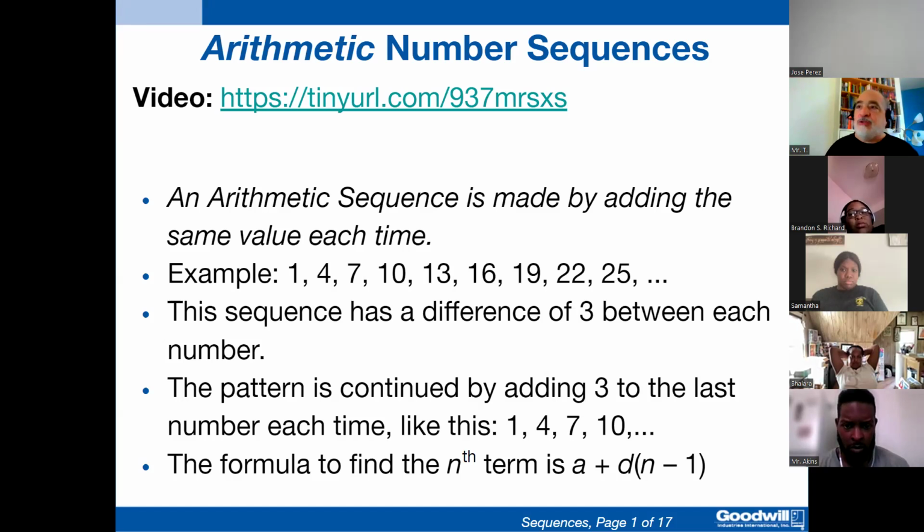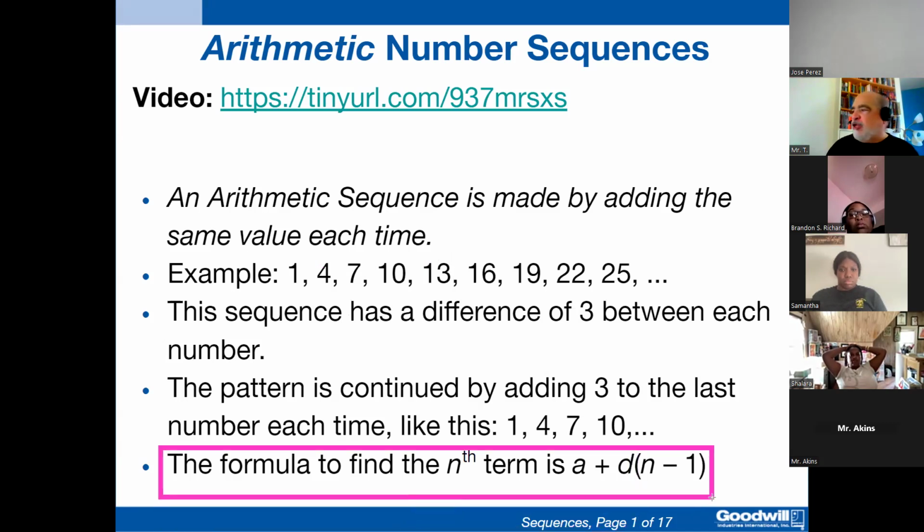Let me use my annotation tools here. So, 1 to 4, you add 3, 4 to 7, 7 to 10, 10 to 13, etc. So this is an arithmetic sequence, and the pattern is you just keep adding 3 to the last number. Now there's a formula to find the nth term, meaning any term, and we're going to use that in a couple of minutes. So don't worry about memorizing that, but we'll talk more about it during the video.